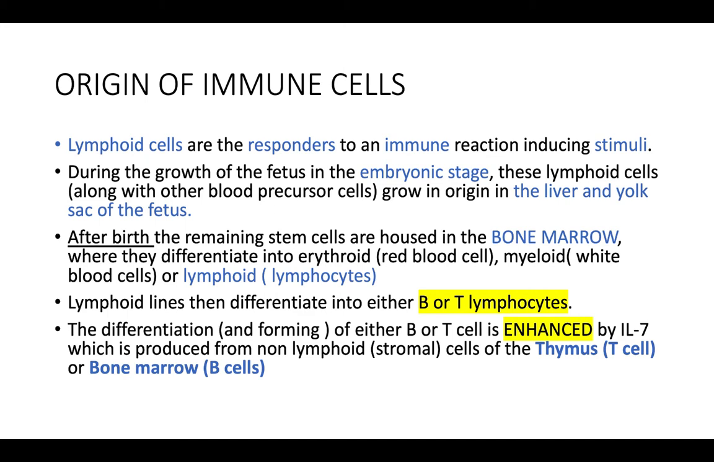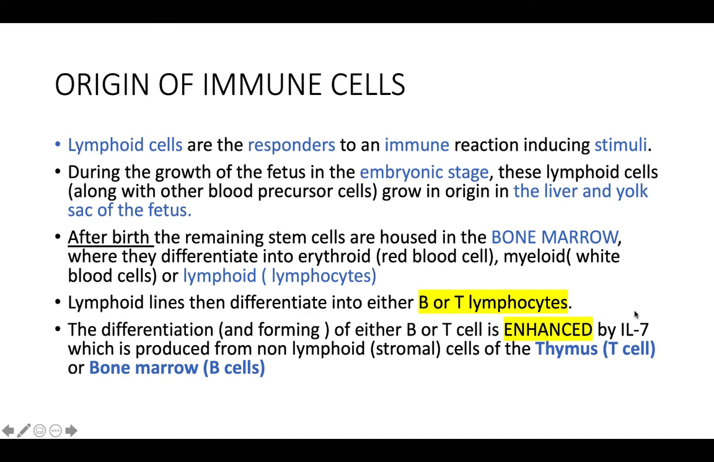بعد الولادة, the remaining stem cells are housed كلهم في bone marrow. اللي هم بصيروا يا erythroid, اللي هم red blood cells, myeloid, اللي هم white blood cells, or lymphoid, lymphocytes. هلا lymphocytes احنا بنعرف انه عندنا T lymphocytes وعندنا B lymphocytes. هلا the differentiation and forming of either of these is promoted and enhanced by interleukin-7, which is بنعمل من الخلايا المحيطة بالخلايا الليمفويد that are maturating in the thymus for the T cells or the bone marrow for the B cells.